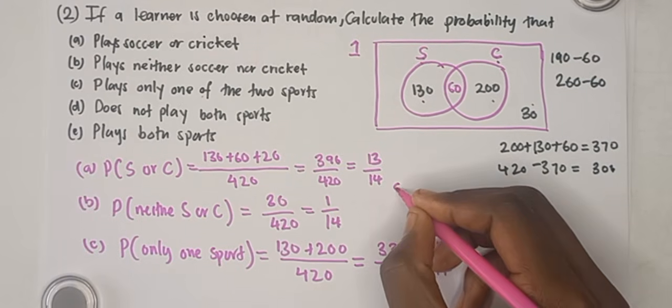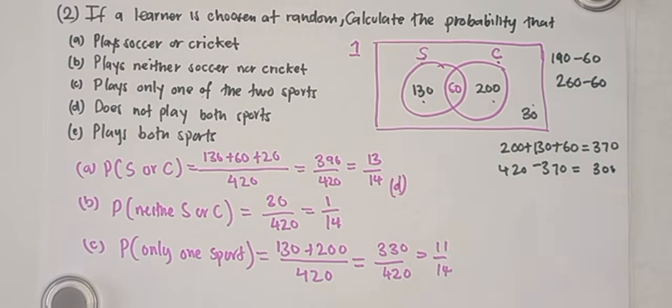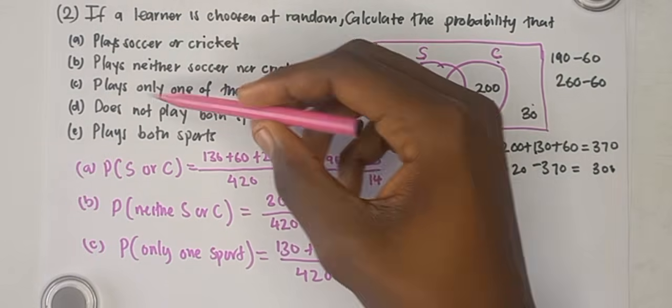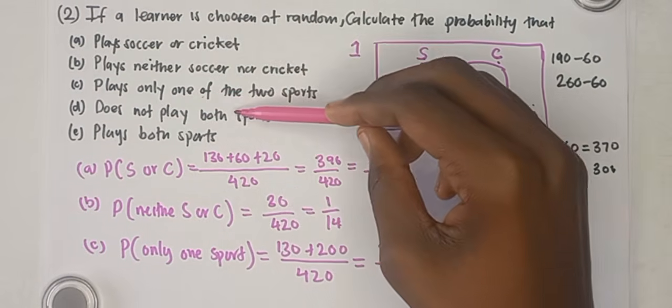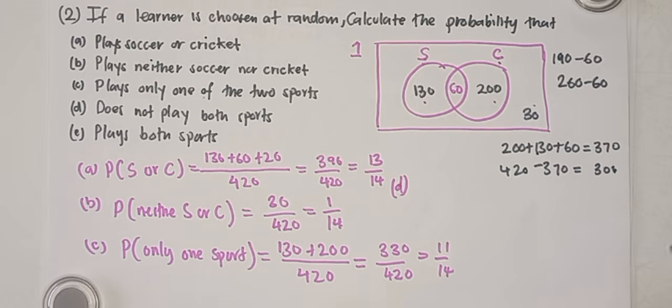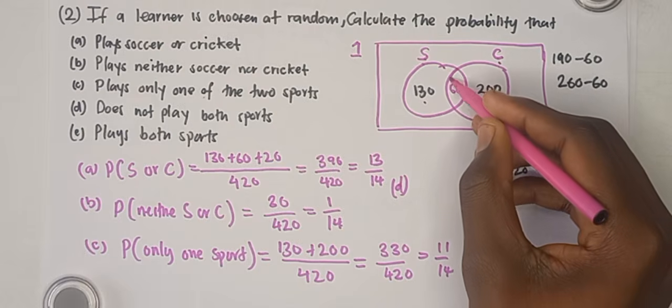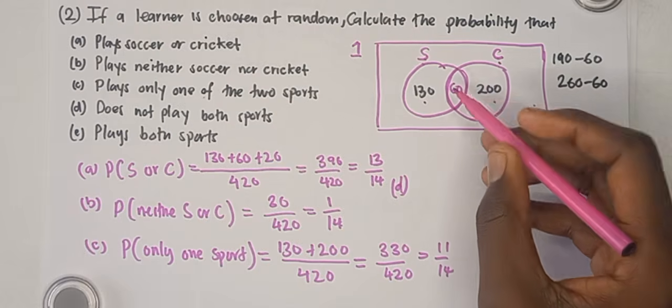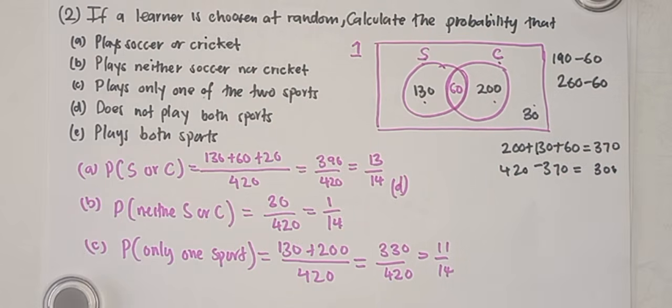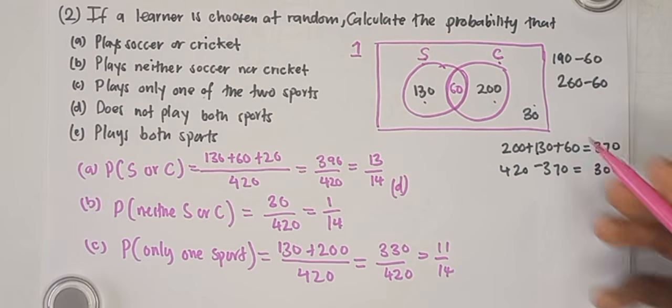Going to letter D, I hope it's clear. They want to know the probability of someone who does not play both sports. He either plays soccer only or cricket only, but he does not play both. How are we going to find them in our Venn diagram?